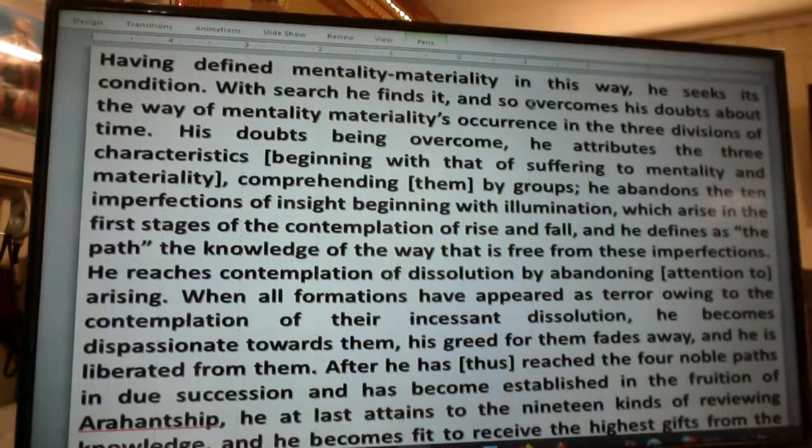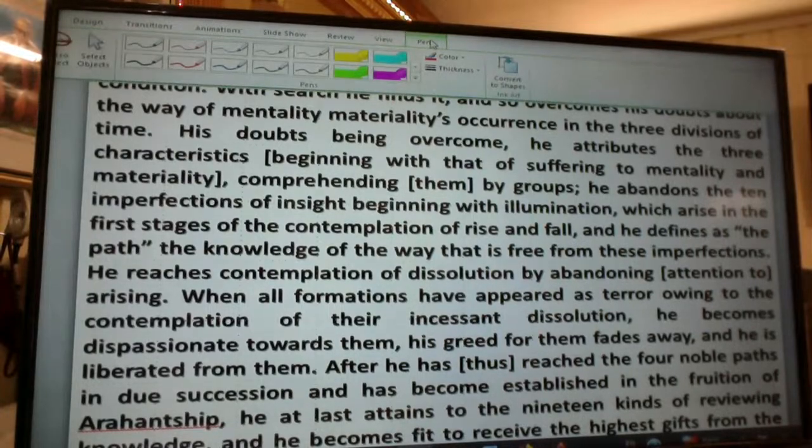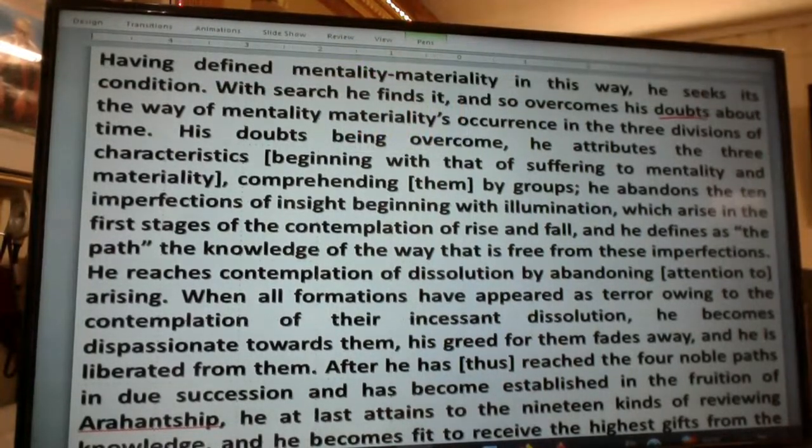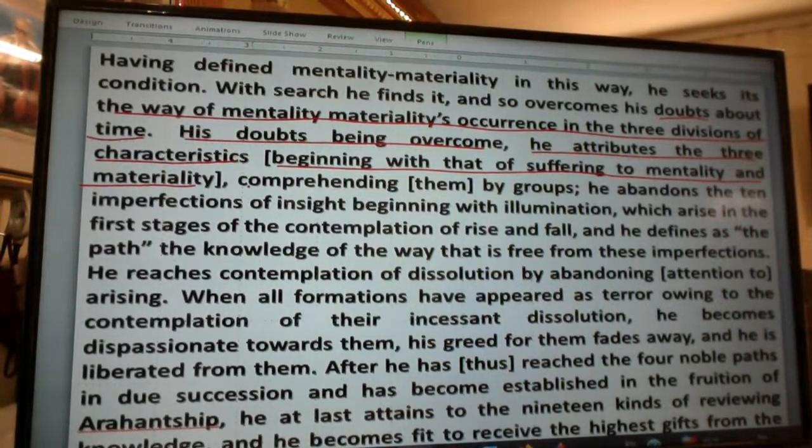So the meditator overcomes his doubt about the way mentality and materiality occur in the three divisions of time: the present, the past, and the future. His doubt being overcome, he attributes the three characteristics, beginning with suffering, to the mentality and materiality, and comprehends them by groups, kalapa.